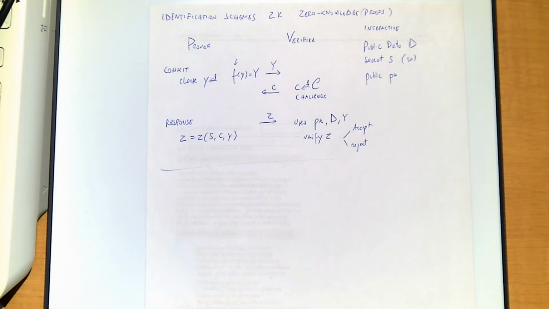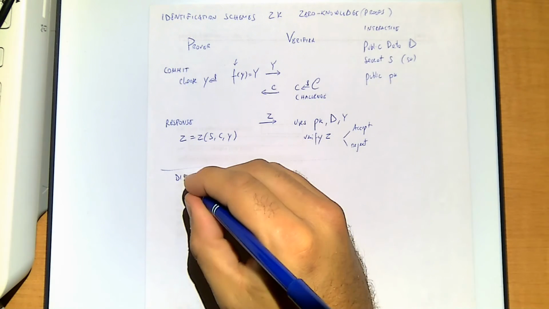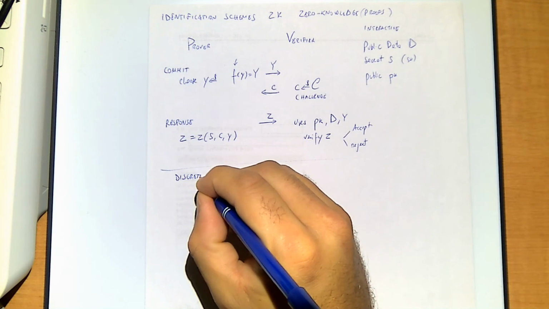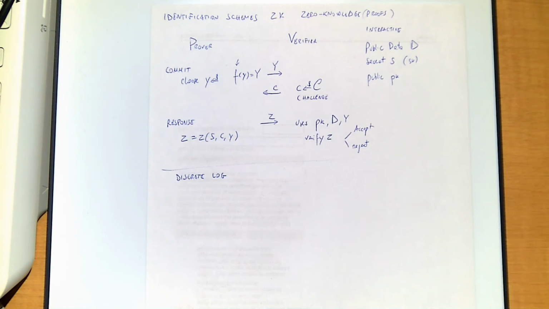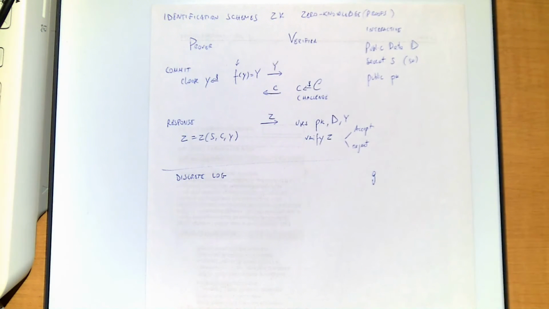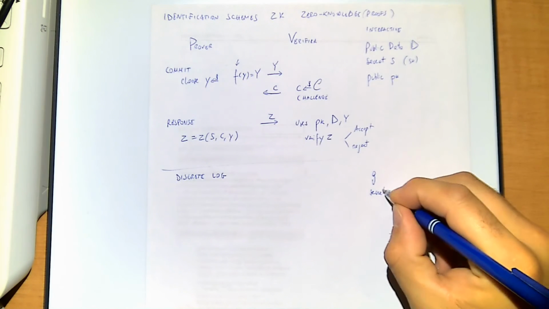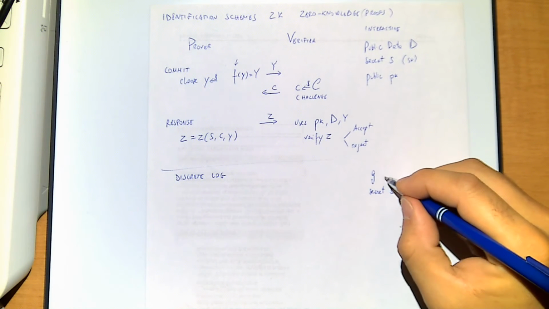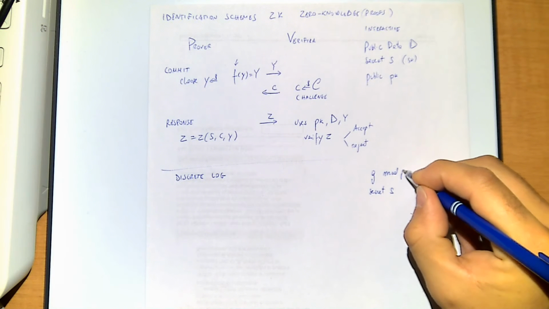So here is how you can do a couple of examples, and then we'll see why we care about identification schemes. The first simplest thing that you can think of is discrete logarithm based. In this case, you set the public data to be G, which is your group element, and then you choose your secret exponent S.